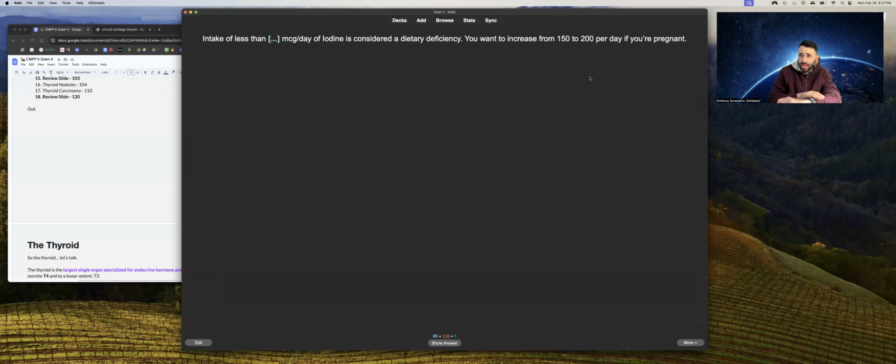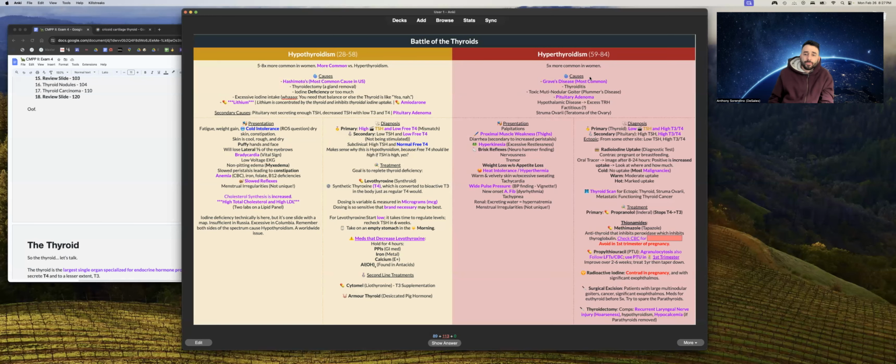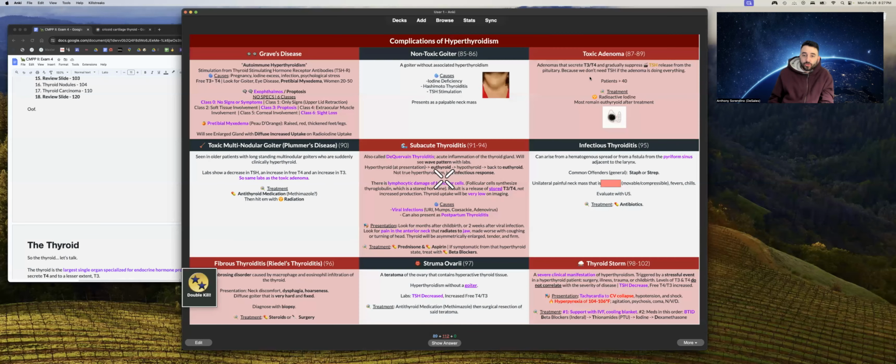Intake of less than blank micrograms a day of iodine, 100. Check CBC for agranulocytosis. Unilateral painful neck mass that is fluctuant, whatever, for infectious thyroiditis. Okay. Complications of hyperthyroidism.